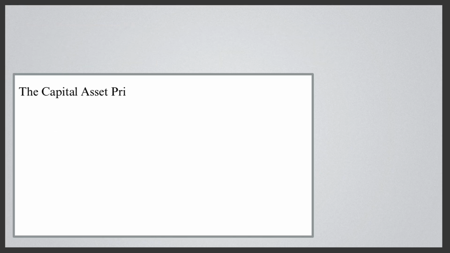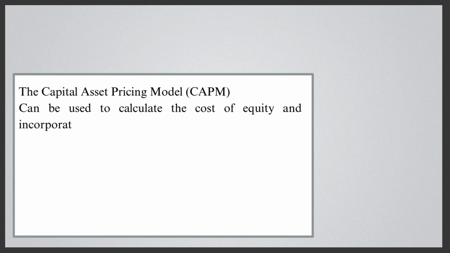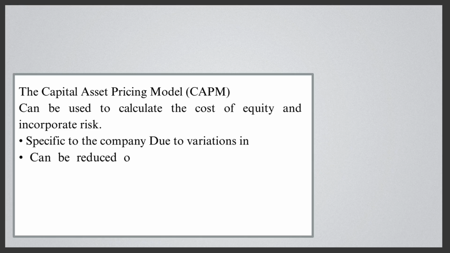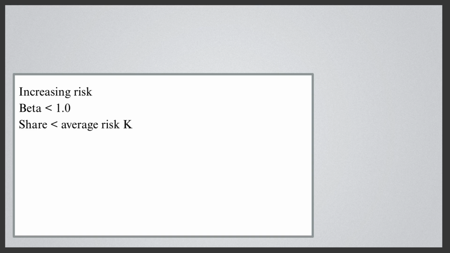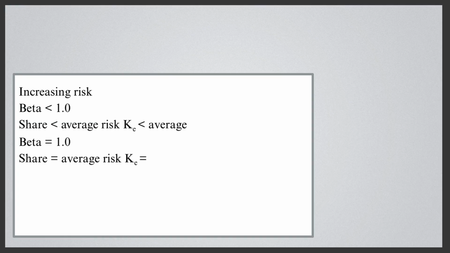The Capital Asset Pricing Model, CAPM, can be used to calculate the cost of equity and incorporate risk specific to the company due to variations in market activity. Risk that can be reduced or eliminated by diversification, and risk that cannot be diversified away. Increasing risk. Beta less than 1.0: share less than average risk, K less than average. Beta equals 1.0: share equals average risk, K equals average.